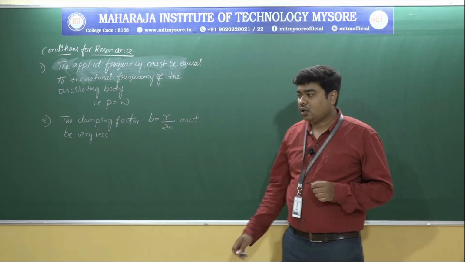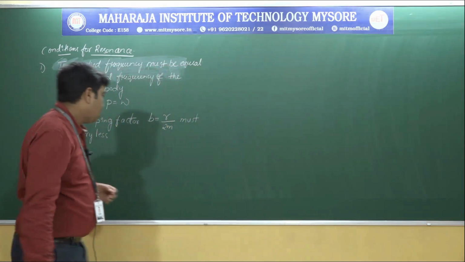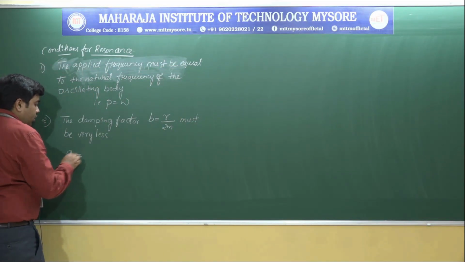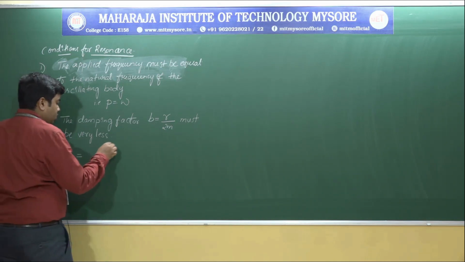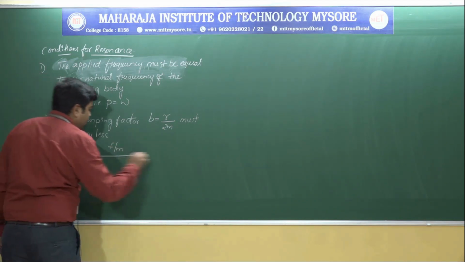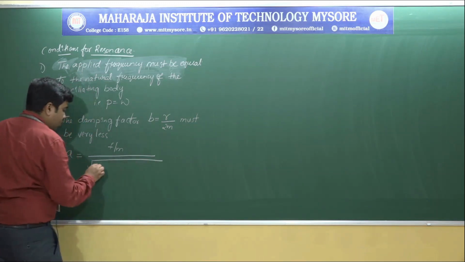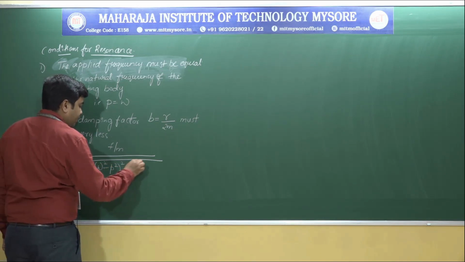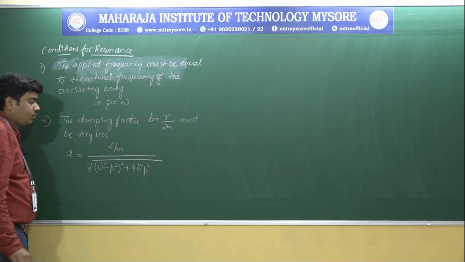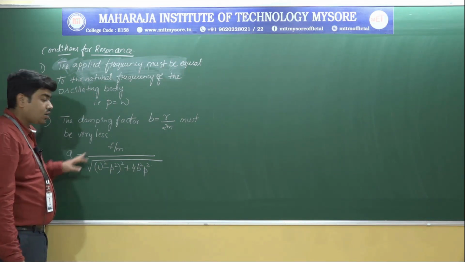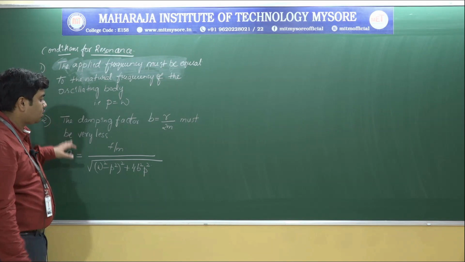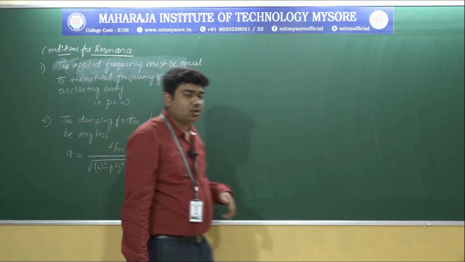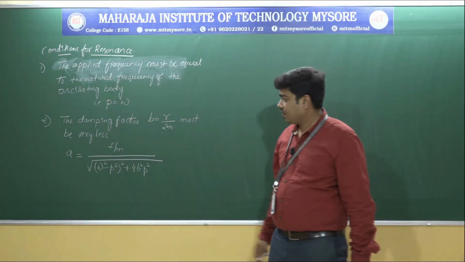Now, this can be proved mathematically by using the equation for the amplitude. We know the equation for the amplitude of the oscillating body in the case of forced oscillation is given by A is equal to (F by m) whole divided by square root of (omega square minus p square) whole square plus 4b square p square. Using this equation, we will derive the condition of p is equal to omega.